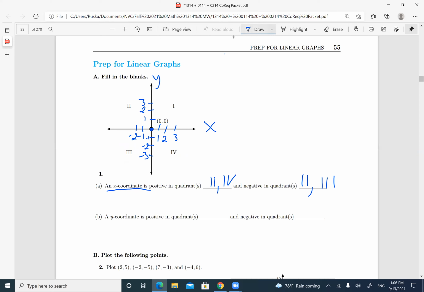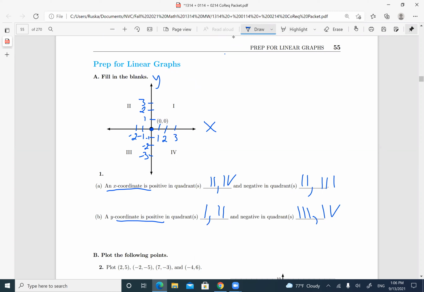Okay, and then the y coordinate is positive. Which quadrant is positive? Those two, right? Which one is it? Which quadrant? First and second. 1 and 2, that's right. So the y coordinate is positive in quadrant 1 and 2, and it's negative in quadrant 3 and 4. That's right, good job.